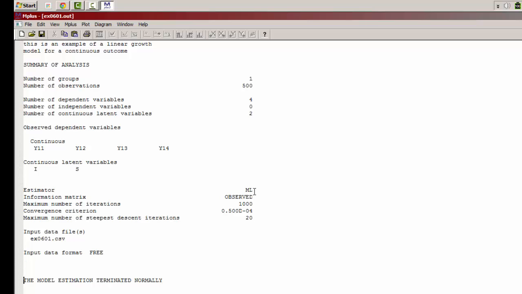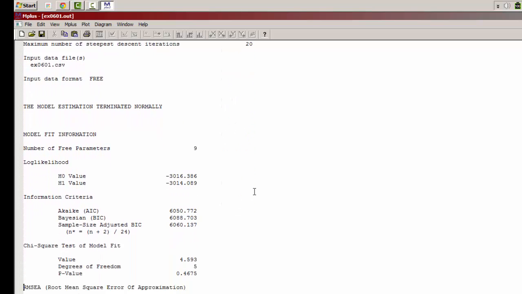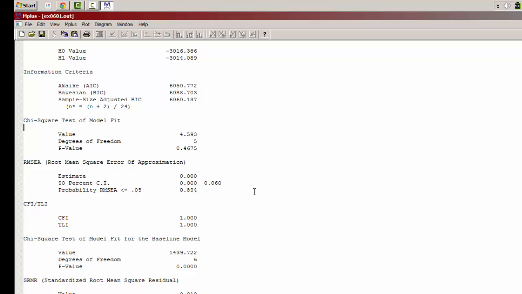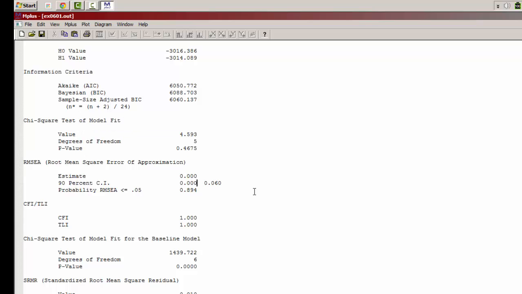Here we have information that we always love to see. The model estimation terminated normally. Here are some model fit information. We have a chi-square test of the model fit that has a non-significant p-value, and a non-significant p-value is good. And we have CFI statistics and TLI statistics, which range up to 1, where values greater than 0.93 are good.